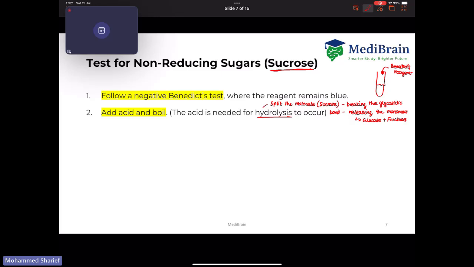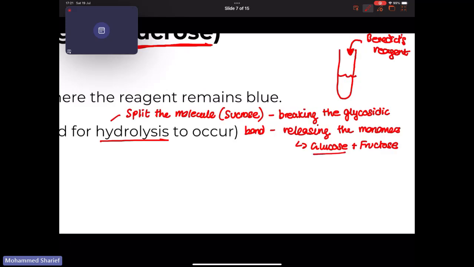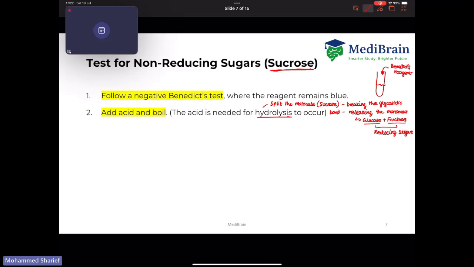And what you would realize is that both glucose and fructose are examples of reducing sugars. And if they are examples of reducing sugars, that must mean that they should now show a positive result for the Benedict's test. Okay, so we've added acid and we've boiled. We've split the sucrose into its individual monomers.